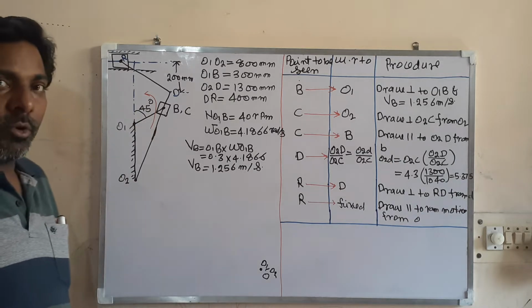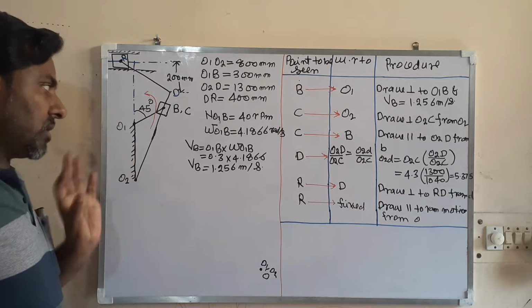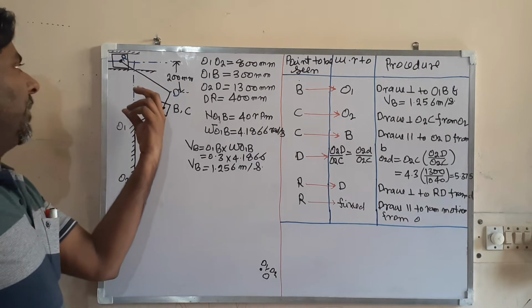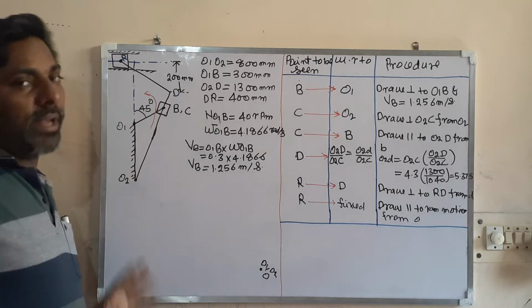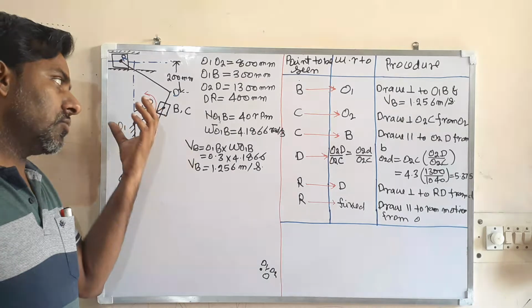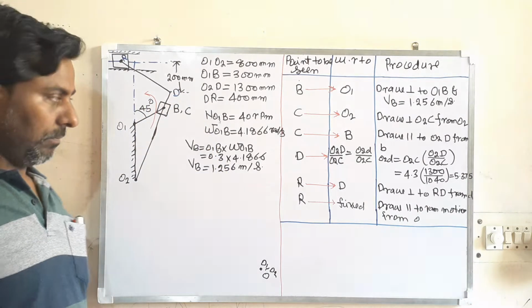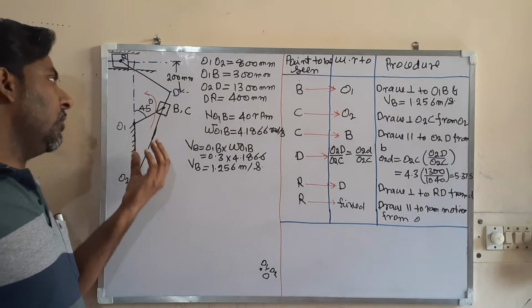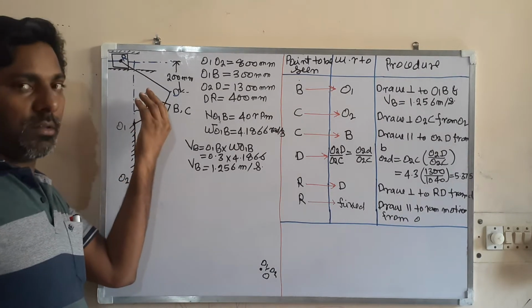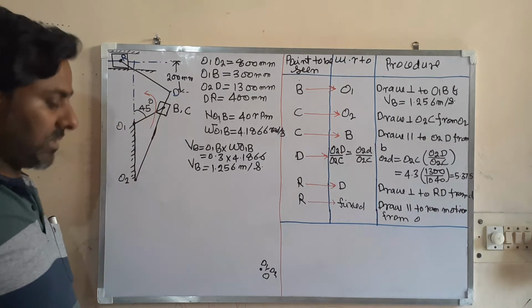So what do you have to do first of all? First of all, you take some suitable scale and make the configuration diagram. Whatever scale you want to take, you take, but your diagram should not be very small and should not be very large. So by taking some suitable scale, first of all you make the configuration diagram. That should be in scale.